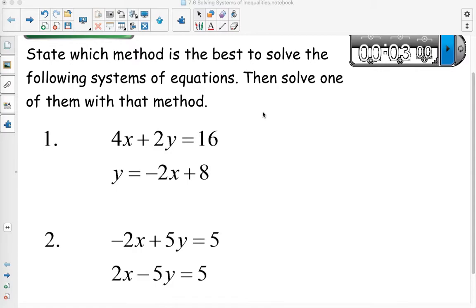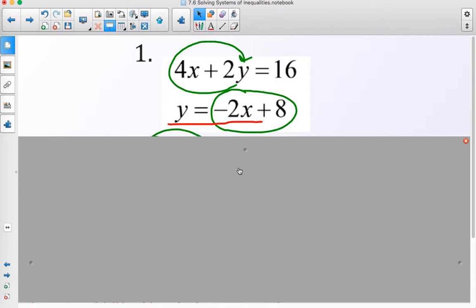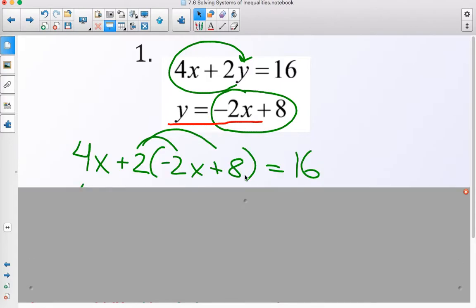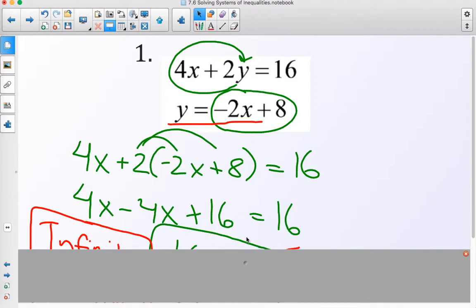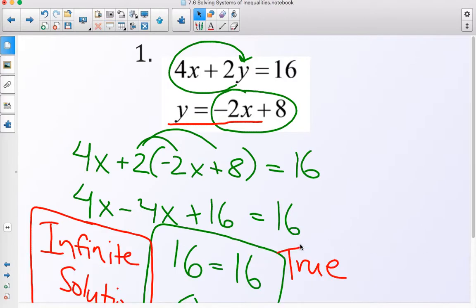Okay, welcome back. Let's go through these. So the very first one, I would probably choose to solve by substitution. The reason is because the variable y is already by itself here. So I take what I know about y and substitute it into the first equation. Then after I substitute in, I distribute. Once I've distributed, then I combine my like terms. I get 4x minus 4x plus 16. Well, 4x minus 4x is 0 x's, and I get a statement of 16 equals 16.